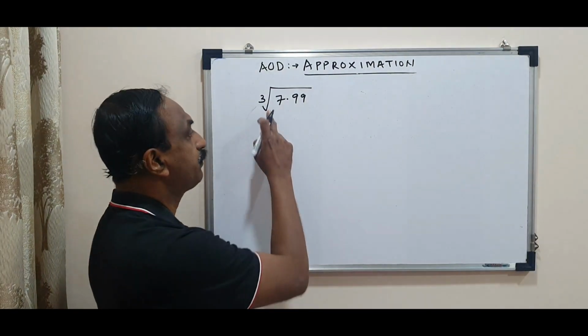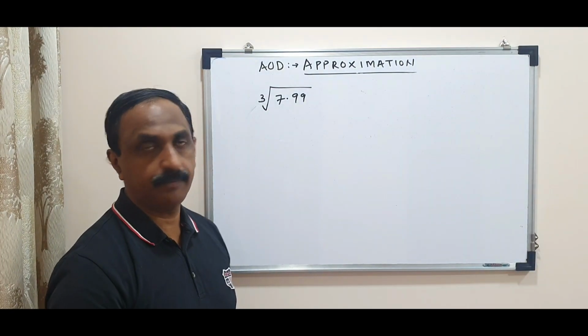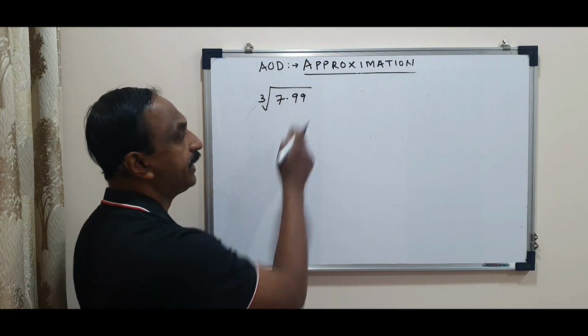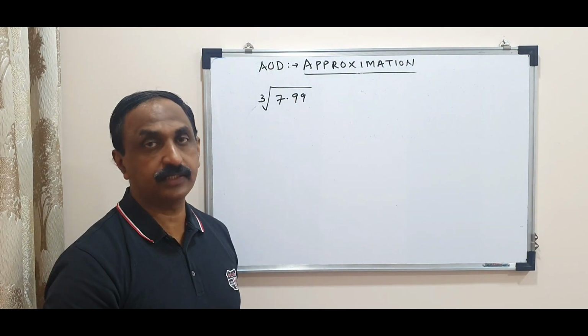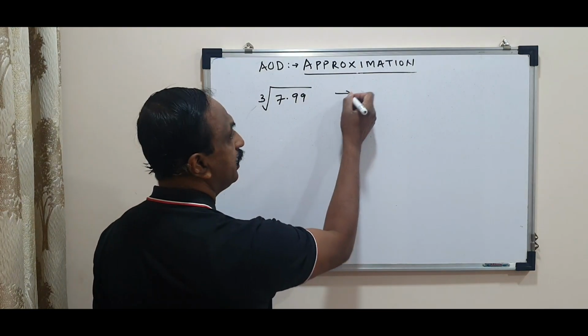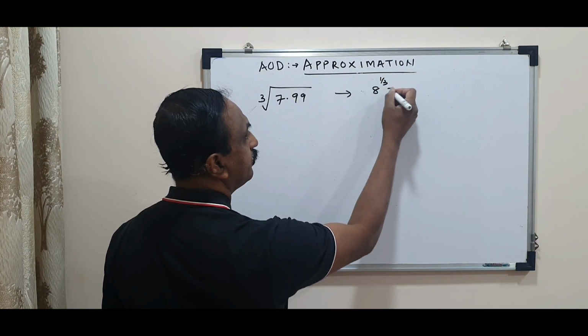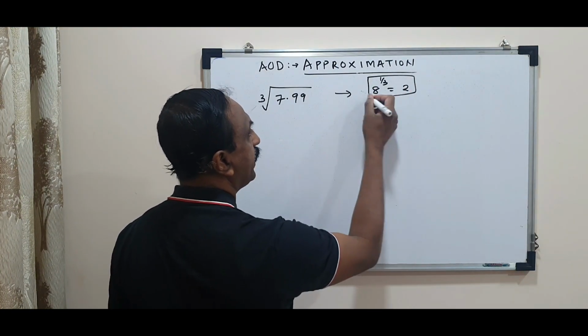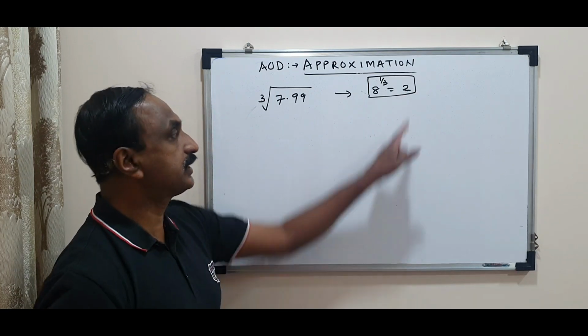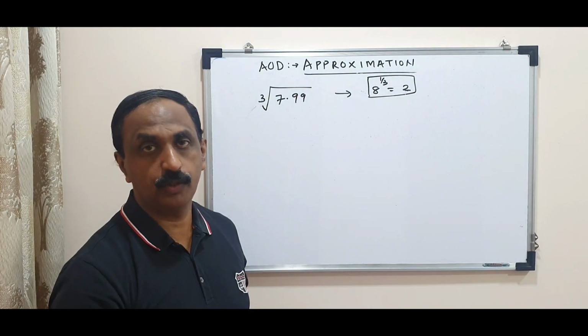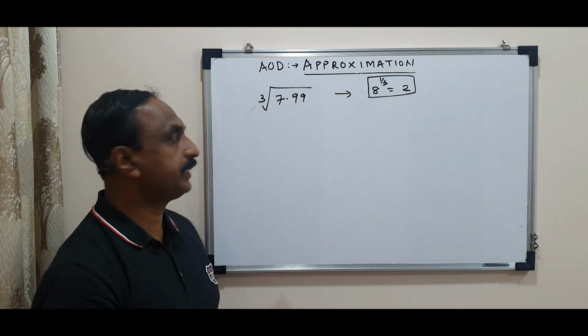Let's find the approximate value of cube root of 7.99. 7.99 is near the cube root of 8. So naturally, the answer of this will be a little less than 2. 1.9 something is going to be the answer. Okay, that you have to keep in mind.